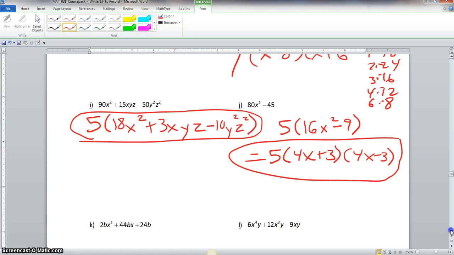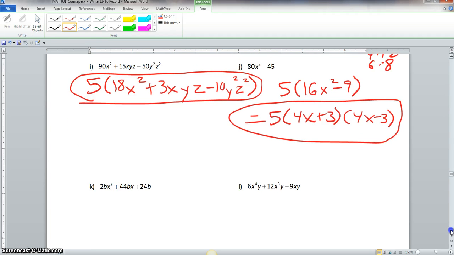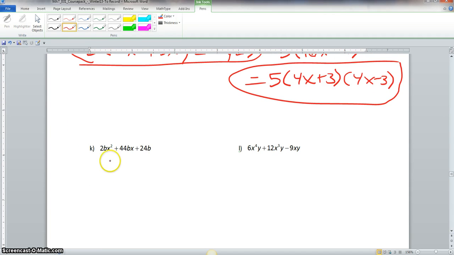Now we come down here to K. What we have here in K, they all have a 2b in common. In parentheses, you have x squared plus 22x plus 12.